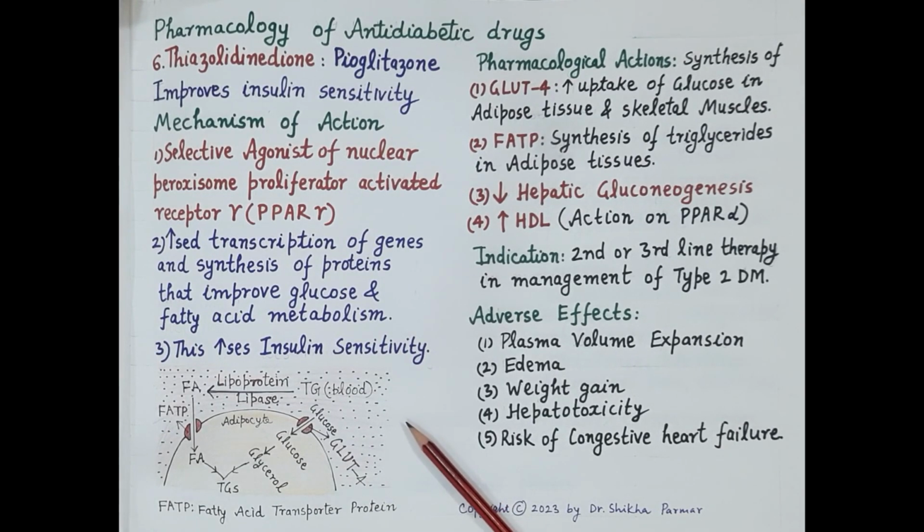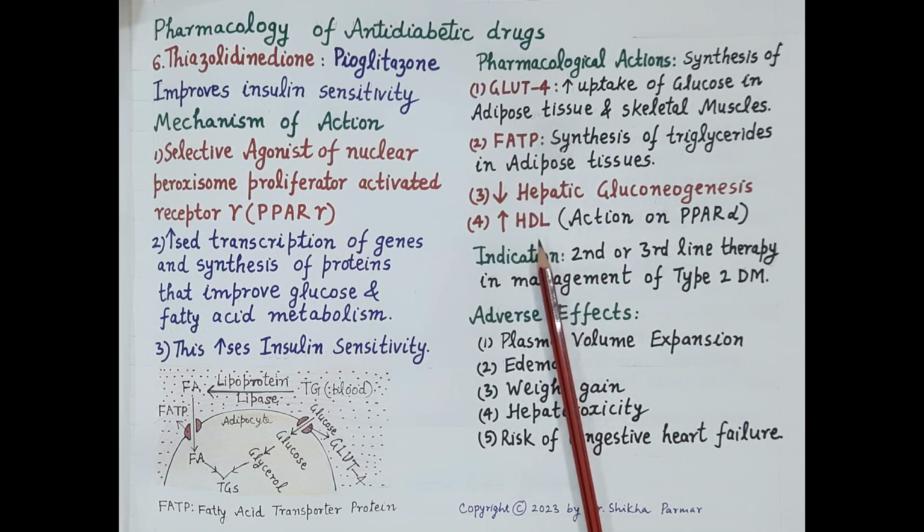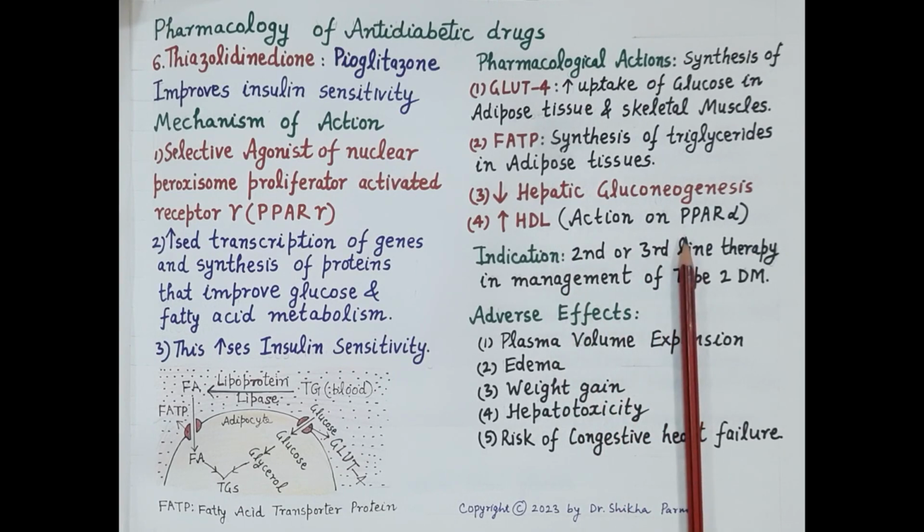Now, in addition to this, pioglitazone also inhibits hepatic gluconeogenesis, thereby reducing synthesis of glucose in the liver and reducing blood glucose levels. Pioglitazone also increases the level of high density lipoproteins, that is HDL, the good cholesterol, by acting on PPAR alpha receptors.